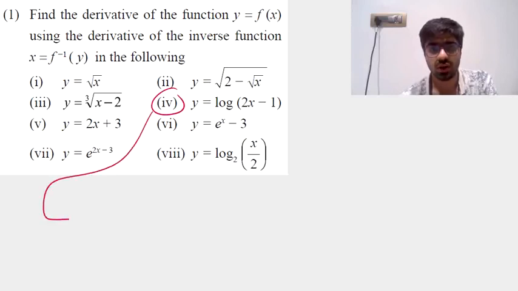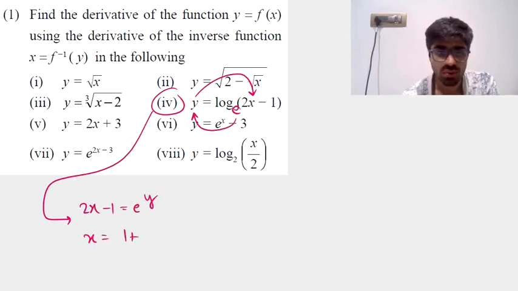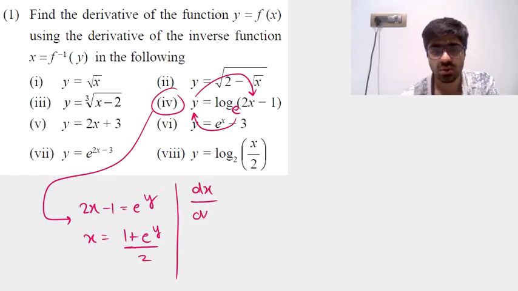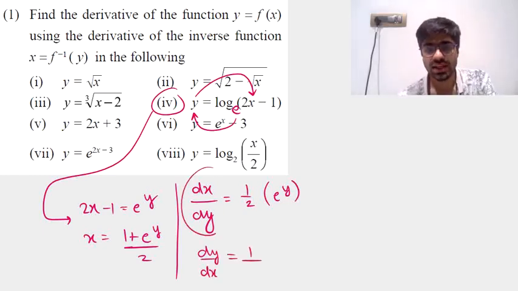Similarly, continue with the fourth one. Now there's a log term here, right? The base out here is e, so we can say that e power y will give you 2x minus 1. So 2x minus 1 is e power y, and rearrange the full thing. So x will be 1 plus e power y, the whole divided by 2. Take a derivative with respect to y. So dx by dy will be 1 by 2, a constant that comes out, and the derivative of 1 will be 0. The derivative of e power y is e power y. Now dy by dx will therefore be 1 upon dx by dy, that is 1 upon e power y divided by 2.